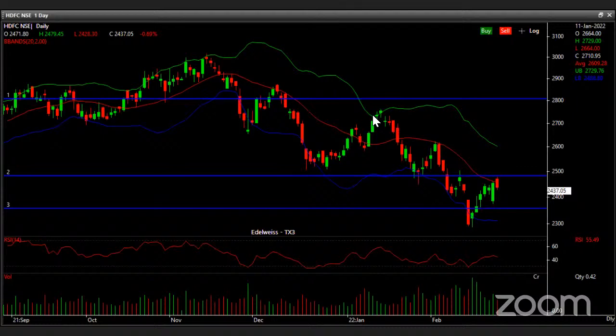AVG stands for the average, and that average is nothing but the 20-day simple moving average. UB means the upper band, which is plus 2SD. And the blue one is the lower band, meaning minus 2SD. So if anyone takes a buy position above 2611, which is the 20-day moving average value, that person can fix the target at 2739, because that was the upper band.